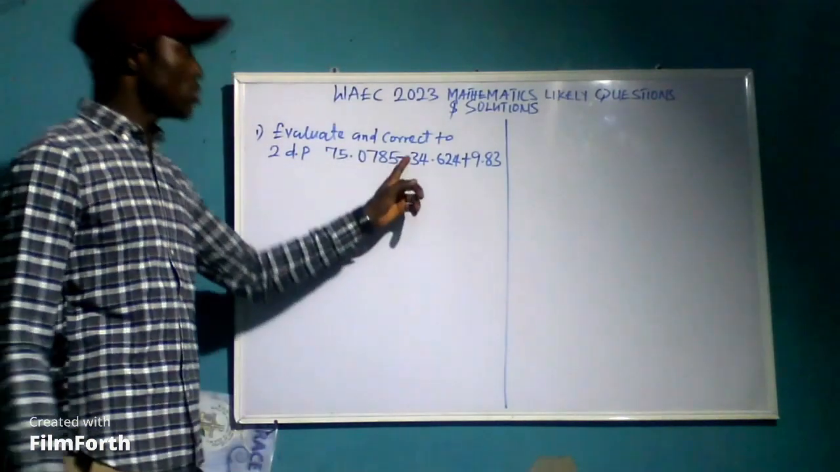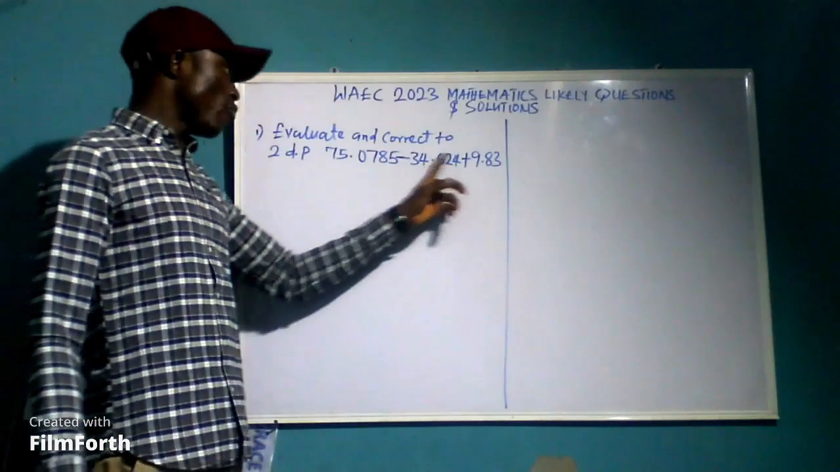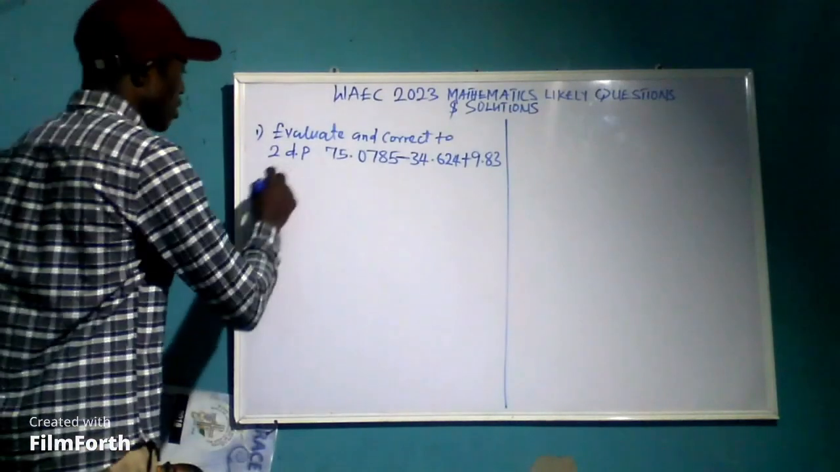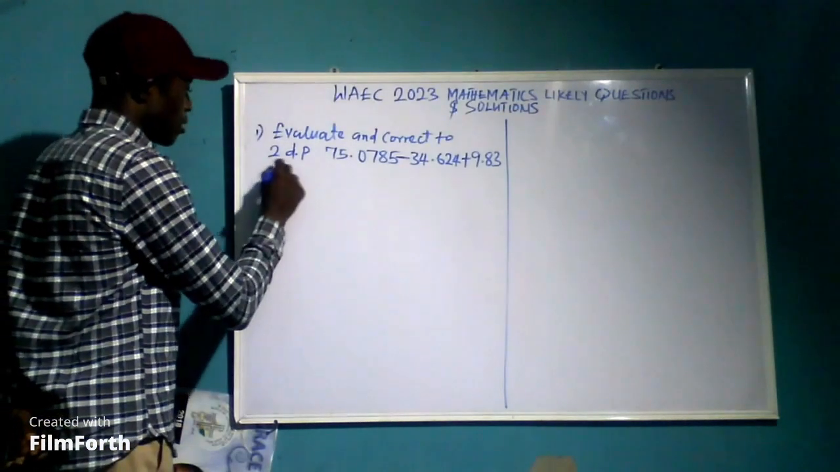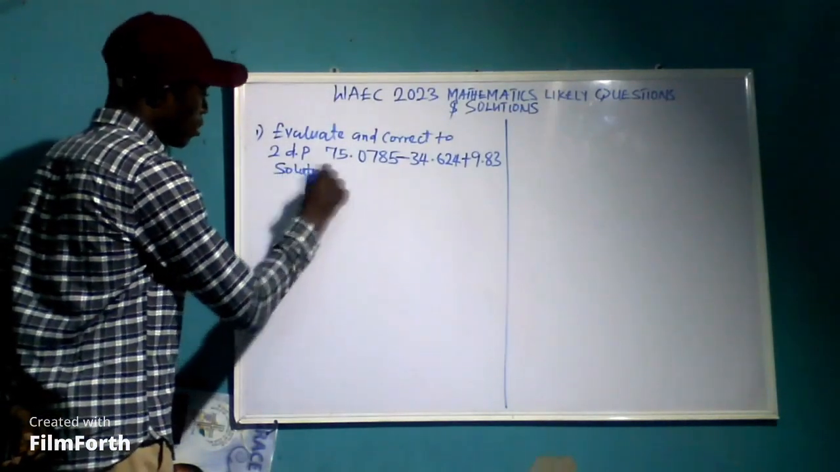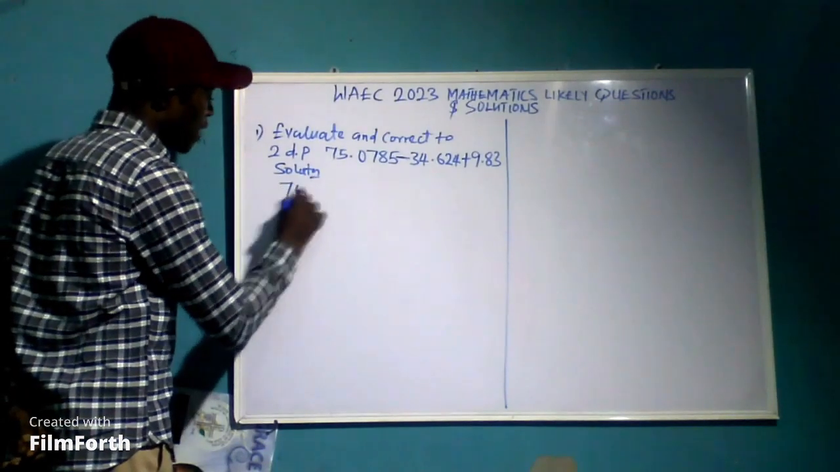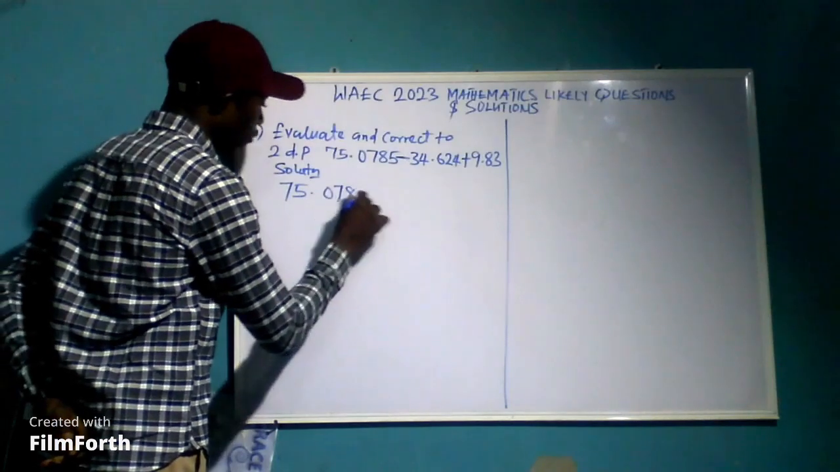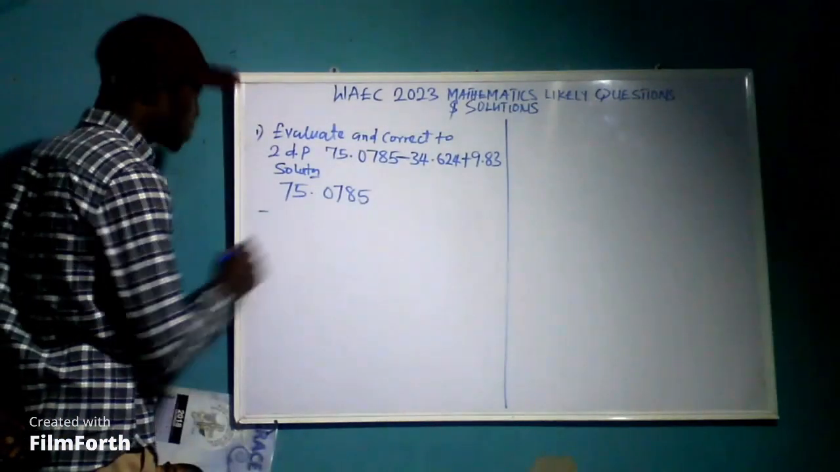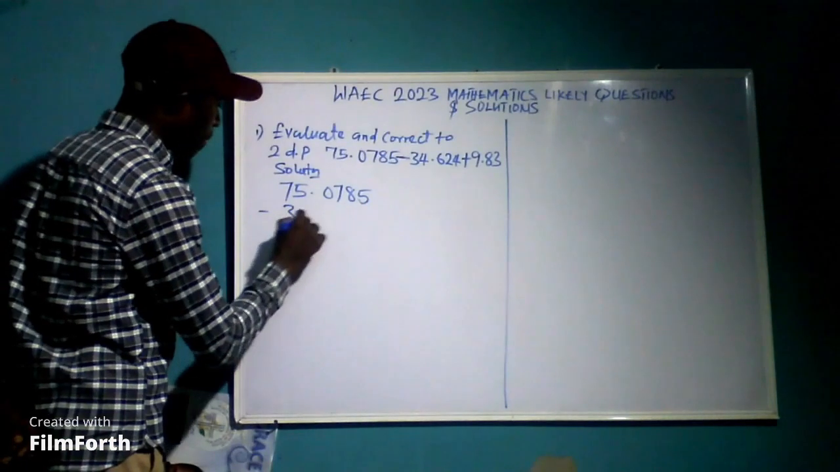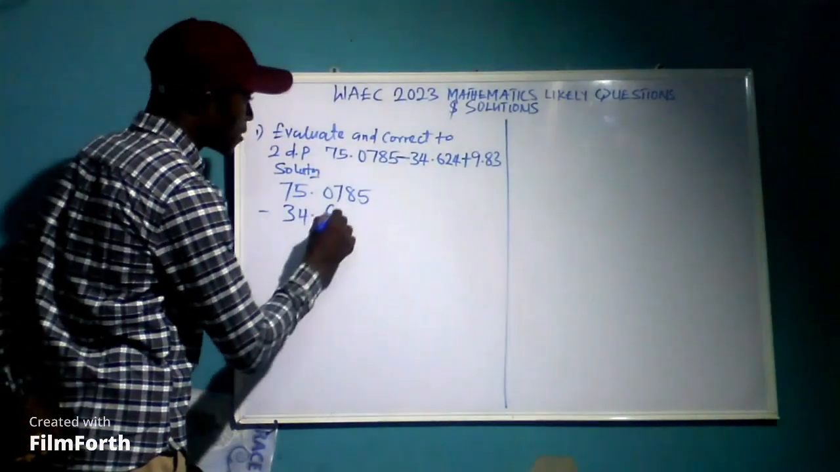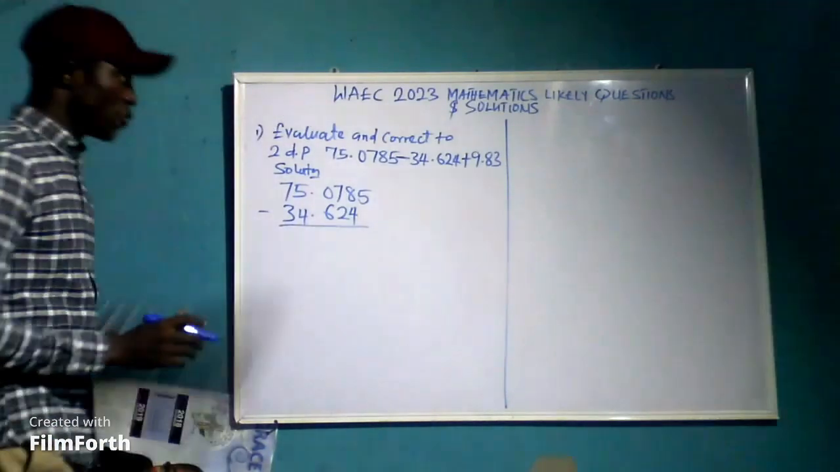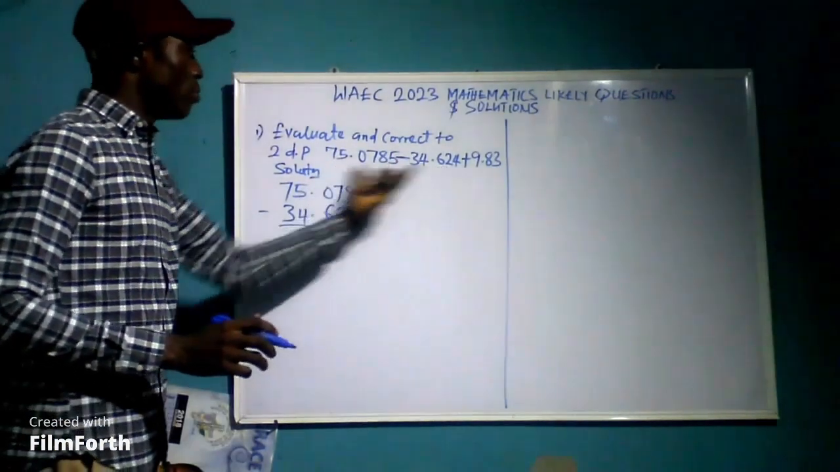75.0785 minus 34.624 plus 9.83. Now, how do we do this? Let's arrange this. Solution. We have 75.0785 minus 34.624. Let's deal with these first two values first.